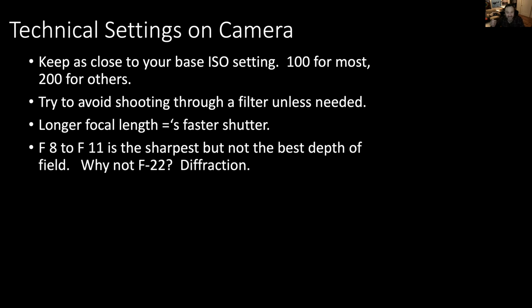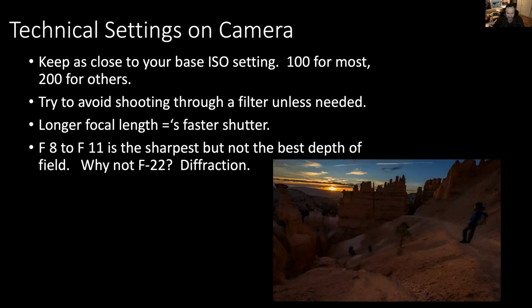As I mentioned, f8 to f11 is the sharpest, but not the best depth of field. So many of you would say, well, my lens can go to f22. Why wouldn't I always photograph on that? And the answer is diffraction.